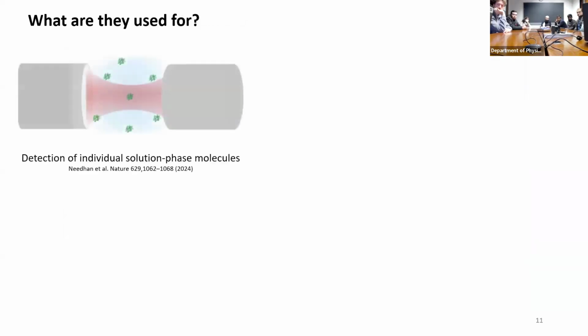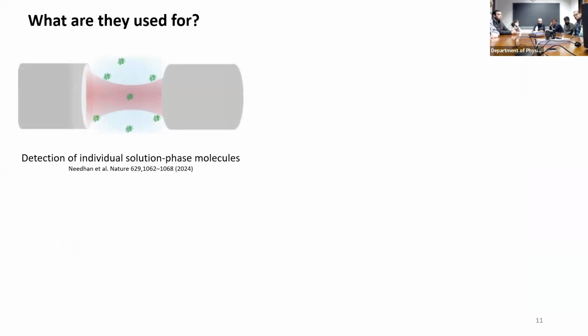So what are these used for? Very quickly, one of the applications is that you can detect fluids in this cavity. If you have a fluid going through the volume of the cavity, the light field gets scattered, perturbed, and then you can see those changes in the transmission of the cavity.